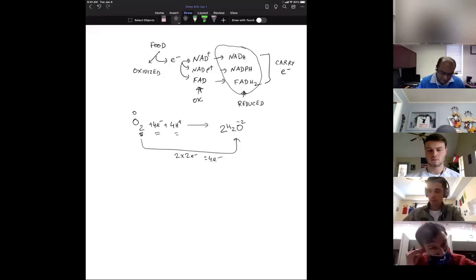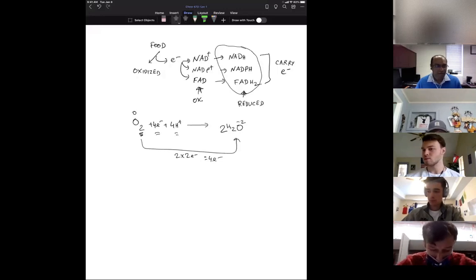And that enzyme will take the oxygen, and with the help of the electrons from the food, it will reduce it to water. Okay.